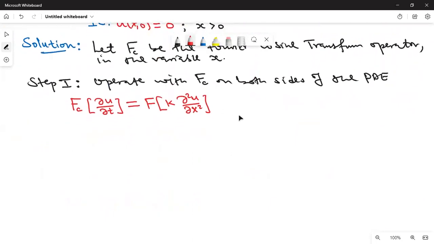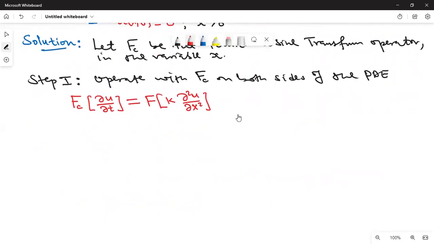So what is the transform of the left-hand side? Remember, our transform is in the variable x. So when you transform the derivative with respect to t, you need to get the ordinary derivative d dt of the Fourier cosine transform of u of x t. On the right-hand side, k can be factored out so that it multiplies the Fourier cosine transform. The c there means it is the cosine transform.